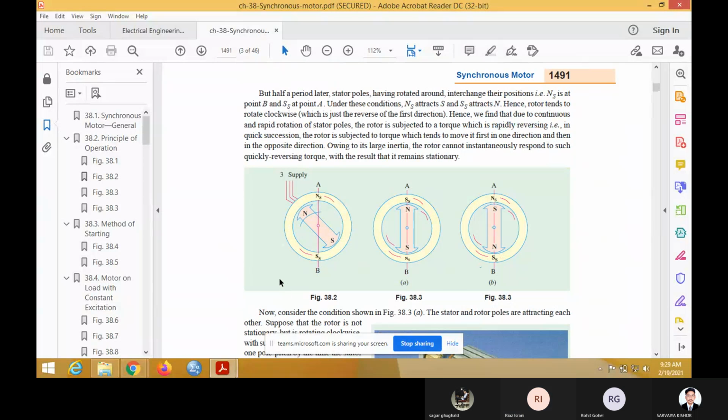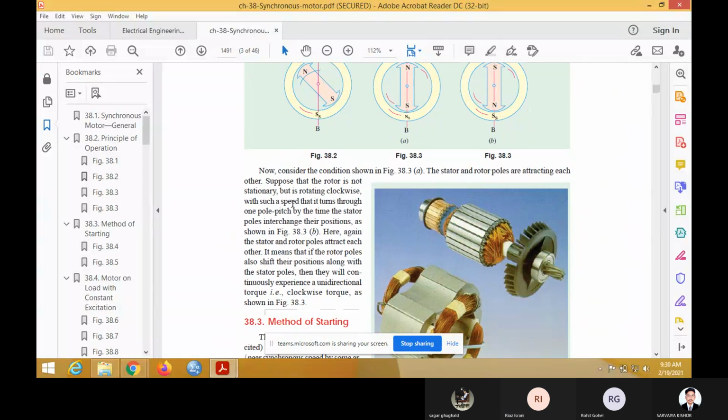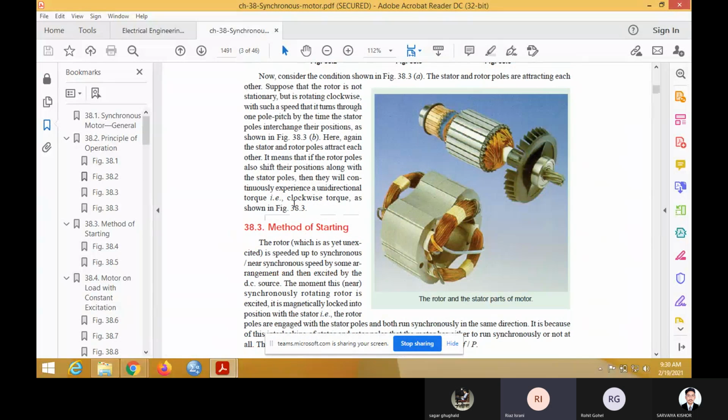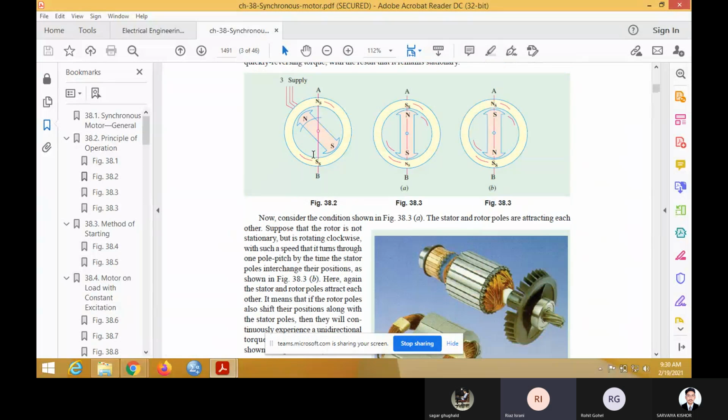Now you can see figure 38.23. In this figure you can see the working of alternator, or we can say the synchronous motor. So same as an alternator, three-phase winding is on the stator side. In case of synchronous motor, we are providing the three-phase AC supply to the stator. The flux will be produced. That flux will rotate the rotor clockwise or anti-clockwise. But after providing the excitation, the rotor will rotate at synchronous speed.